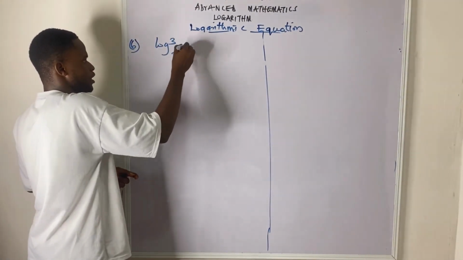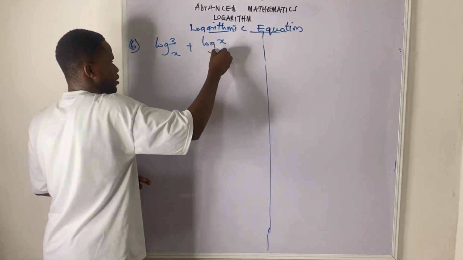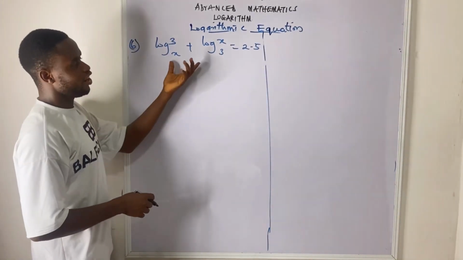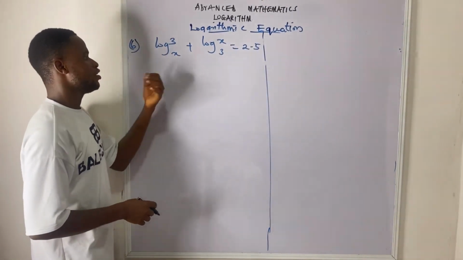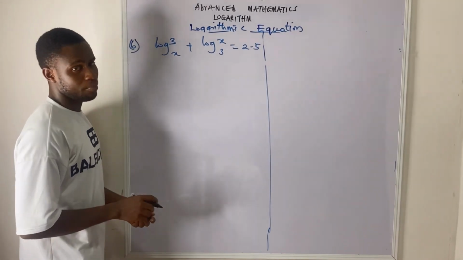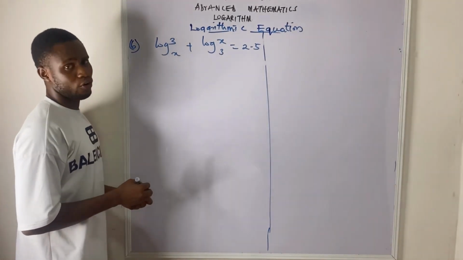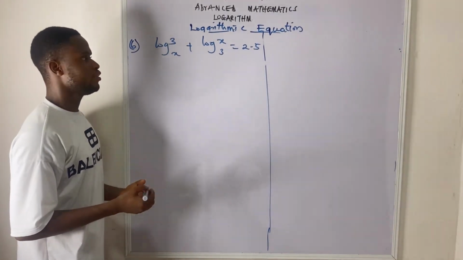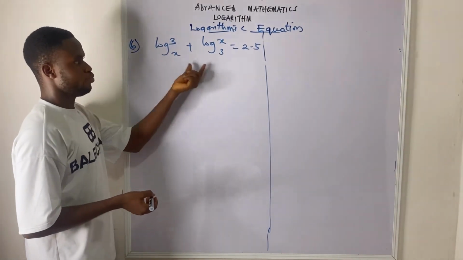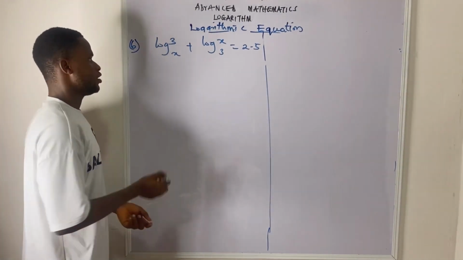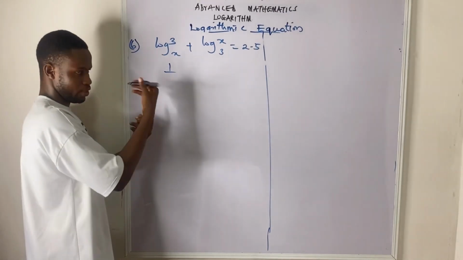Log 3 base s plus log s base 3 equals 2.5. You can see that the logarithms are not of the same base. You have to express them to be of the same base. And how? Don't forget the change of base rule from your logarithm rules. So let's change one of them to be in the form of the other. So we can say this one is 1 over, don't forget, the base will change like that.